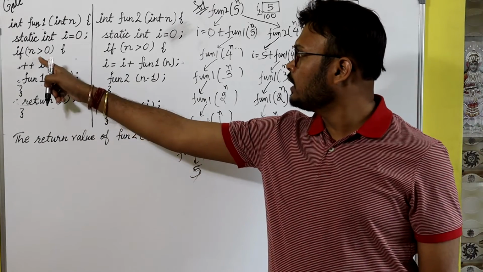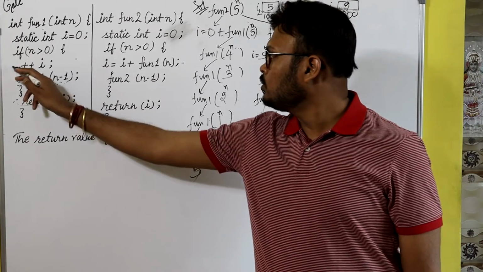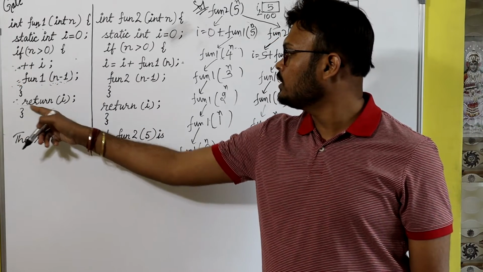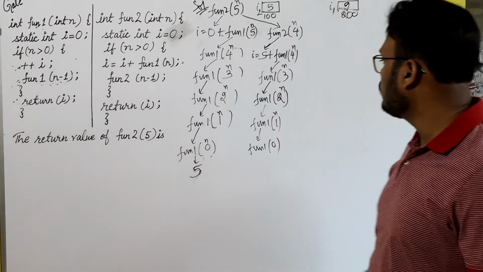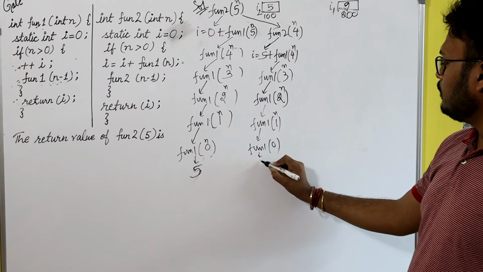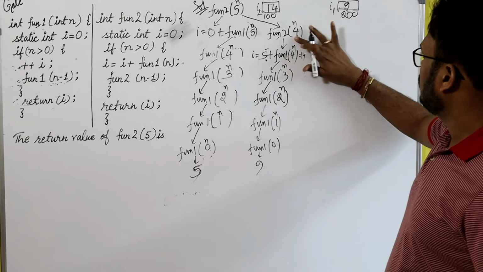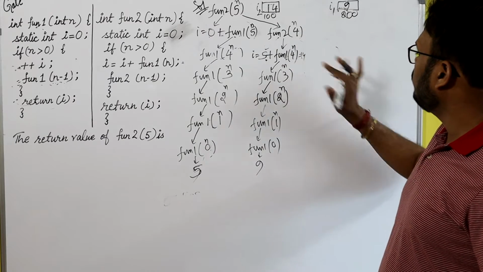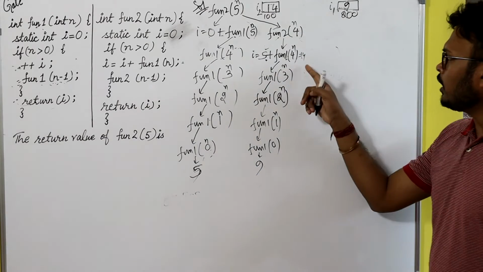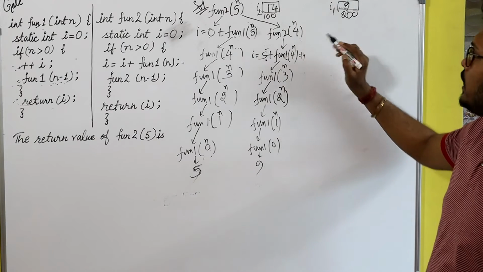So now 0 is greater than 0, no, false. Okay. So it means what? These two statements will not be executed, so this statement will be executed, return of I. So the value of I will be returned. So what is the value of I this time? 9. So here we are getting the value of I as 14. Okay, so I have updated the static variable of I as 14.